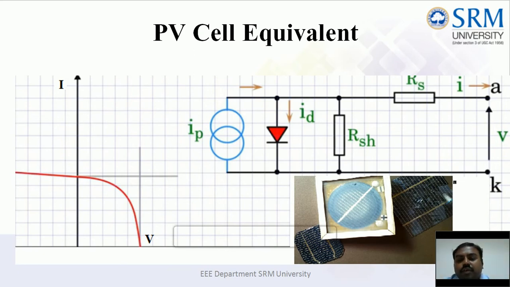Another way of reasoning the IV curve is this: the current source will have constant current, and the diode breakdown voltage will increase from the x-axis. So the output after the diode will be IP minus ID. When you subtract that current, the waveform will be very similar to what we have got.